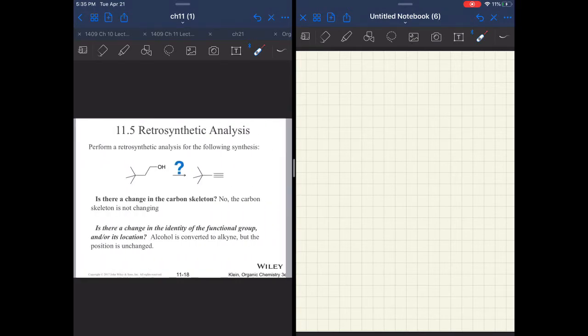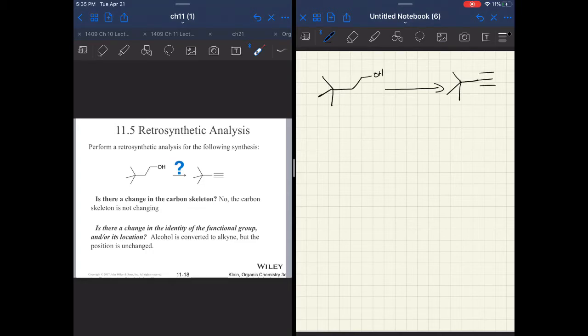So for instance, let's take a look at this example that we have on the Klein slides. We're starting with this alcohol. We need to perform some sort of synthesis to get to this product.